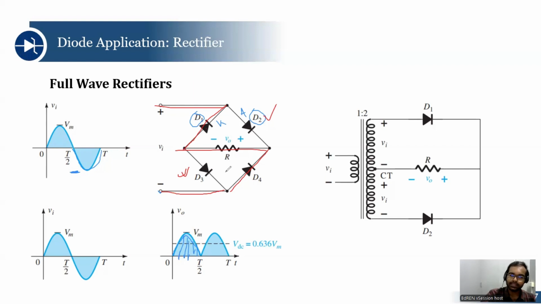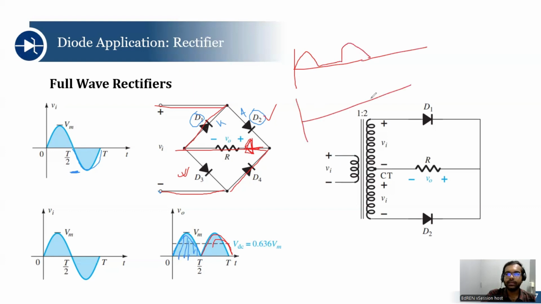In both cases, you will see that the current is entering the resistor from this terminal. So we'll get this output for the negative half cycle too. So previously we were getting this type of signal, and now we are getting this type of signal. So we have incorporated the negative half cycle too. So we are getting 100% of our signal.